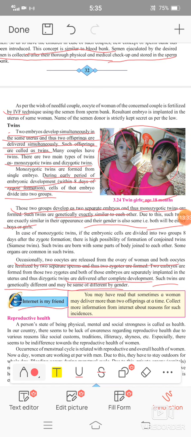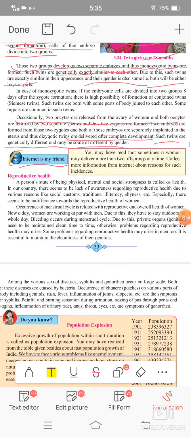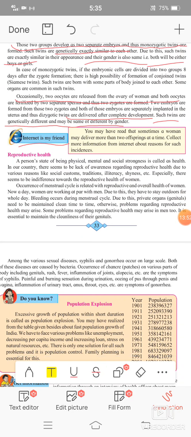Internet is my friend. इथे तुम्हाला खूप महत्त्वाची माहिती सांगितलेली आहे. You may have read that sometimes a woman may deliver more than two offsprings at a time. Collect more information from the internet about the reasons for such incidents. तर तुम्हाला इंटरनेटवरनं ही माहिती मिळवता येईल की कधी कधी एका वेळेला एका बाईला 2 पेक्षा जास्त, 3, 4, 5 अशा एवढ्या संख्येने सुद्धा मुलं होतात. त्याचं कारण तुम्ही नेटवरती शोधून काढायचं आहे आणि त्याच्याबद्दलची more information मिळवायची आहे.